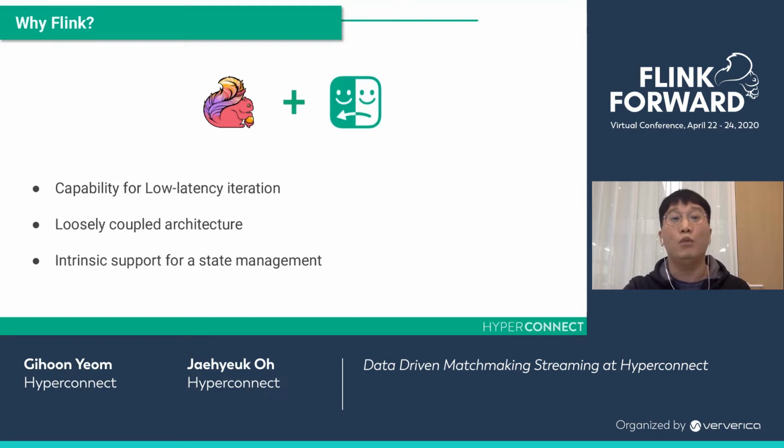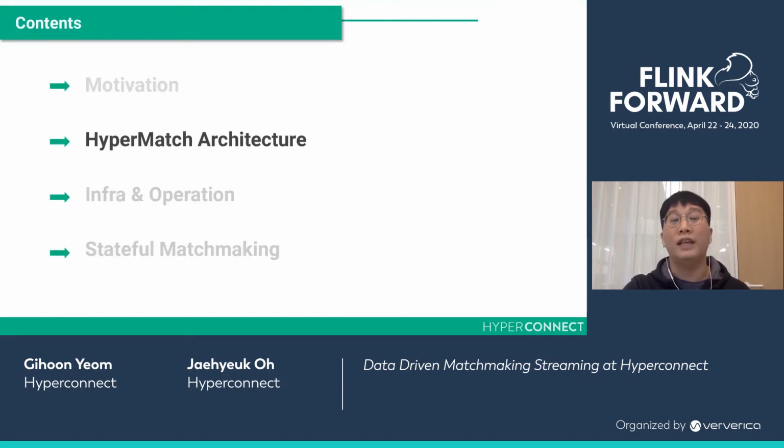state management. To deliver more value to our users, it's needed to implement real-time inference, and as a source, it's needed to manage the state in real time. For this purpose, it's required to include the state management into the matchmaking system. And Flink's intrinsic state management function and better memory management architecture helped us to implement the stateful matchmaking system and run stably. So for the next part, I will turn it over to Gihoon to explain the architecture of the matchmaking system.